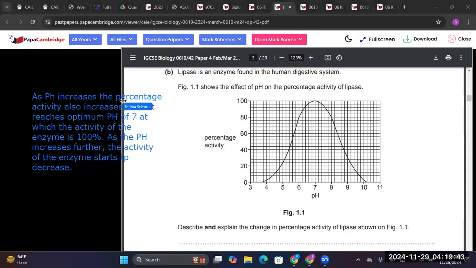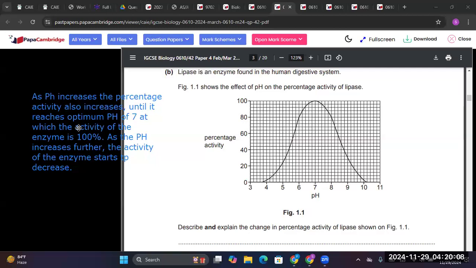First, just the description. Our description is that as the pH is increasing, the percentage activity is increasing until we get to the pH of 7. At the pH of 7, the activity is 100%, so this is the optimum pH. As the pH continues to increase after 7, the activity starts to decrease again. So this is the description.